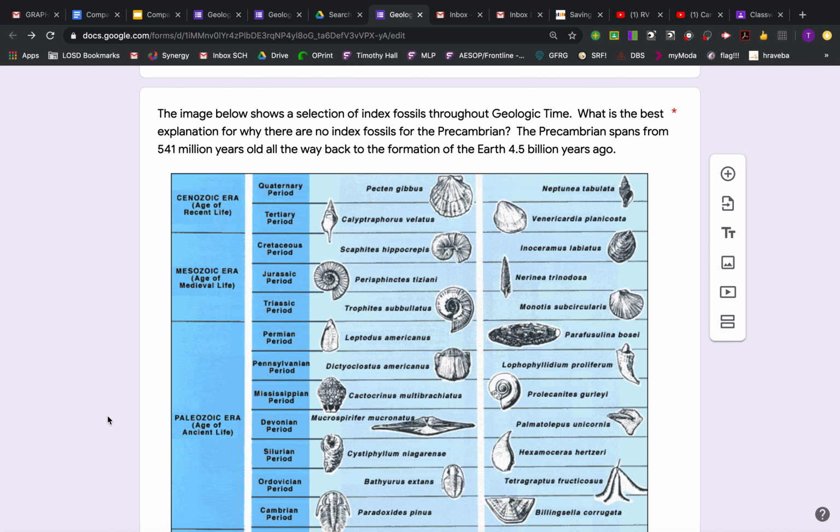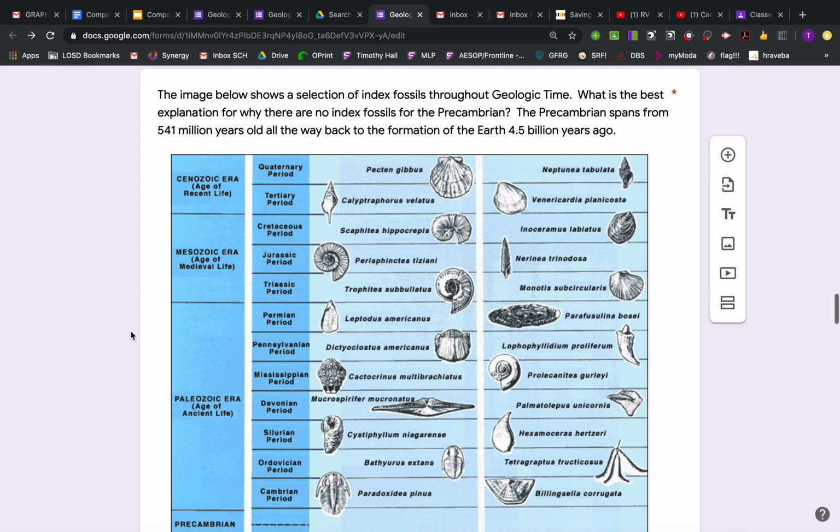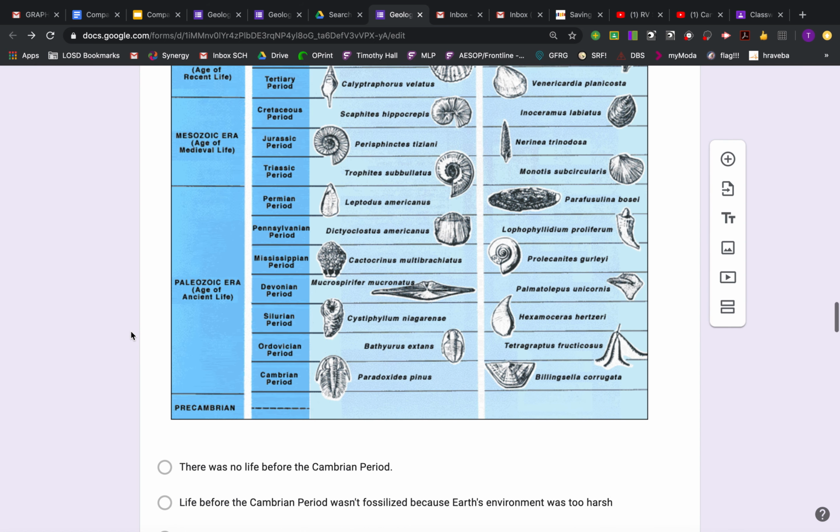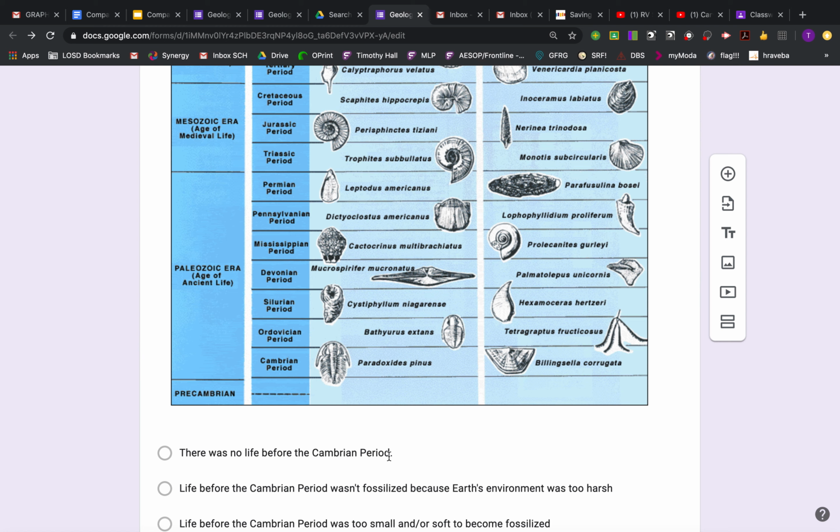Okay, so what is the best explanation for why there are no fossils or index fossils in the Precambrian? So Precambrian is nearly 4 billion years of geologic time. A really long time. Now, we know there was life because, well, this stuff couldn't just show up all at once in the Cambrian.